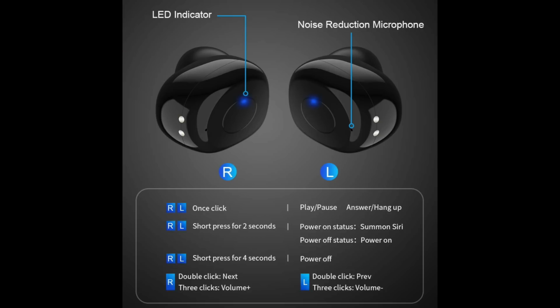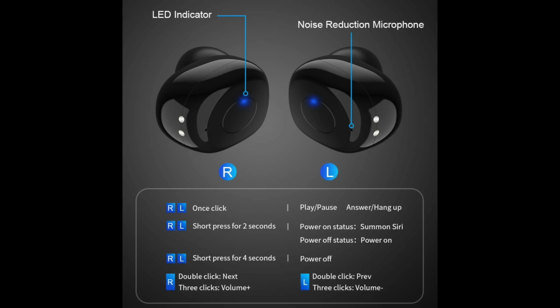Okay, now these are really simple to operate, but the way I'm going to explain this will probably sound a little bit more complicated. Both of the earbuds have got a single button. If you click those buttons once, it will play and pause the music, or answer and hang up the call. If you do a short press for 2 seconds, if the earbuds are already on, it will summon your assistant like Siri. If the earbuds are turned off, it will just turn them on. If you press and hold for 4 seconds on either one of the earbuds, it will turn the power off.